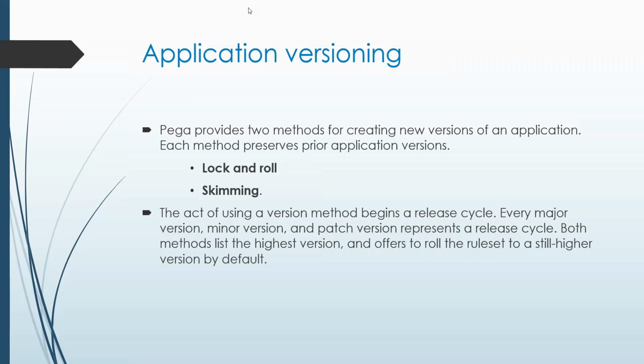When should I use which one? Which method or process is suitable for which scenario? Okay, let's talk about that. Lock and roll is something you use when you're targeting minor changes, probably some patch related changes, or smaller level minor changes.